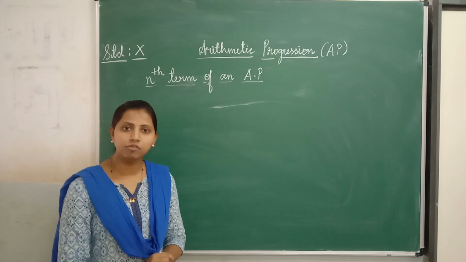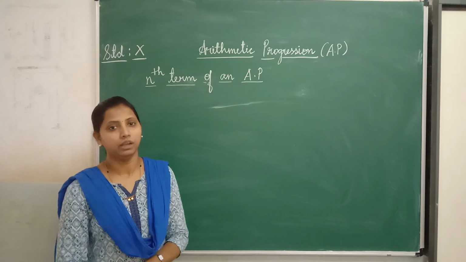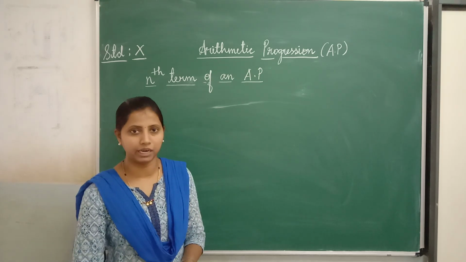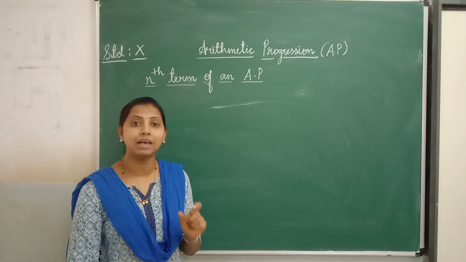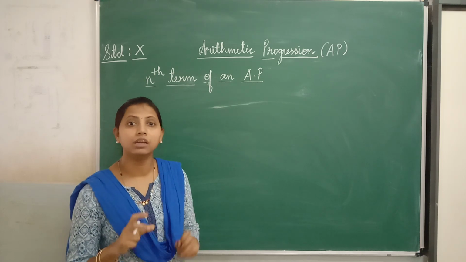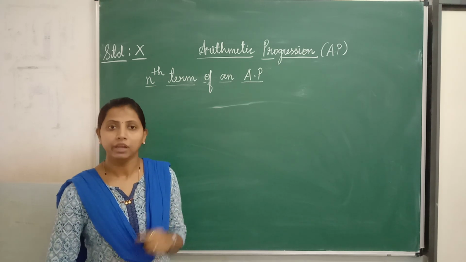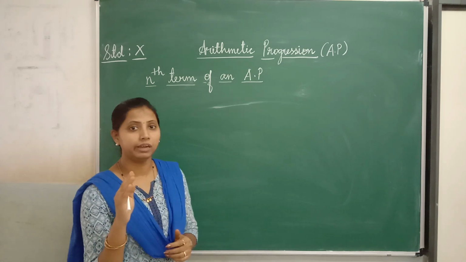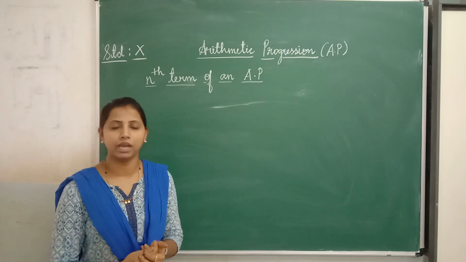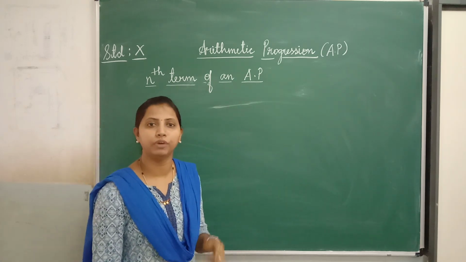So today we will study the nth term of an AP. What is an nth term of an AP? Now APs are of two types, finite AP and infinite AP. What do you mean by finite AP? As the name suggests, finite. When the list of numbers in an AP is countable, then the AP is called a finite AP. Infinite AP means when there are infinite numbers in the list of an AP, then that is called an infinite AP.